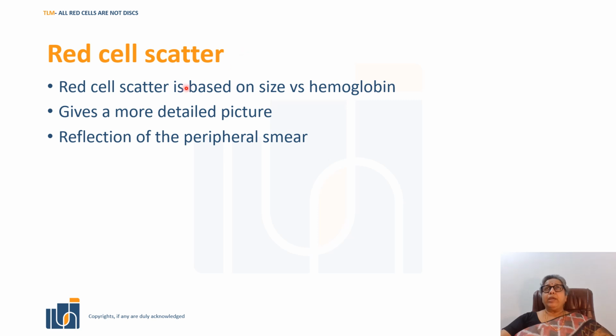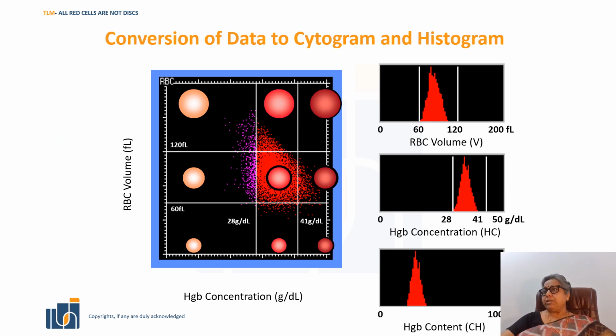Now we are going into a little bit about the red cell scatter. WBC scatter is something that all of us are very familiar with. Using a fluorescent staining or a fluorescent technology, you will be able to get the different cells. If there are abnormal cells, the scatter plot moves and you'll be able to find out which cells are seen. Similarly is the red cell, where it is based on size versus hemoglobin. This will give you a more detailed picture, and it is quite the reflection of the peripheral smear. It's not available in all cell counters, and therefore one should take some pain to understand.